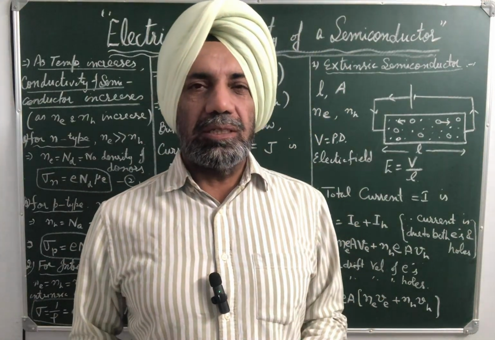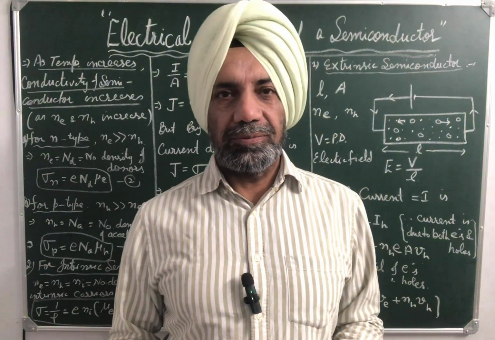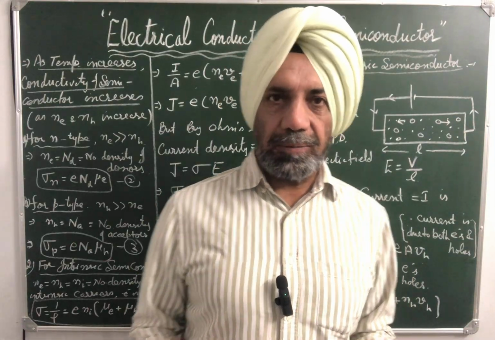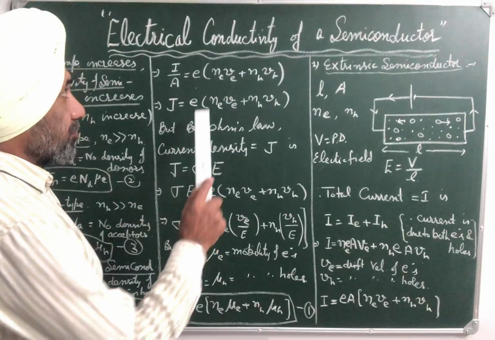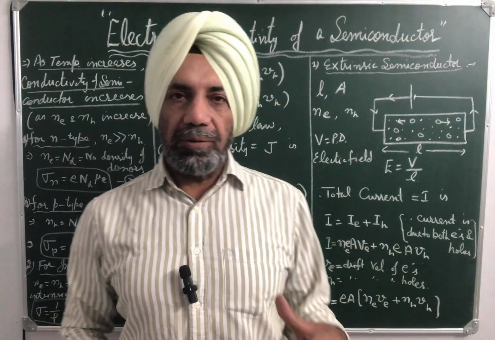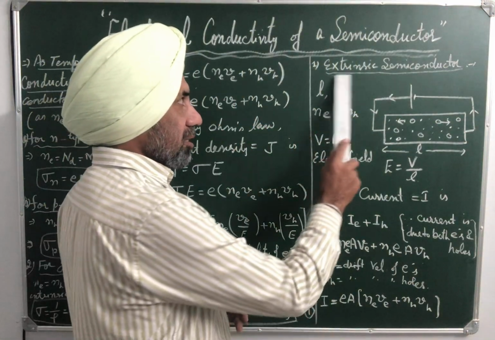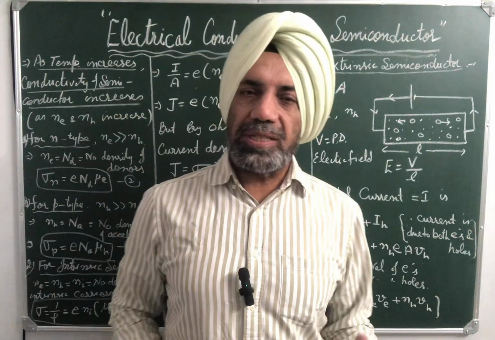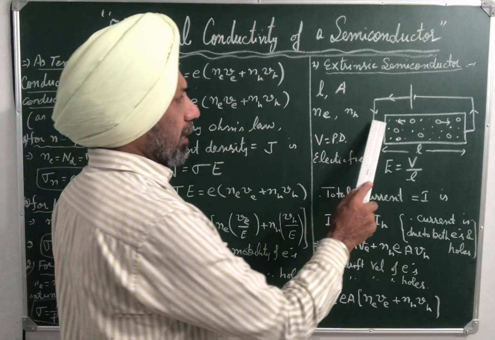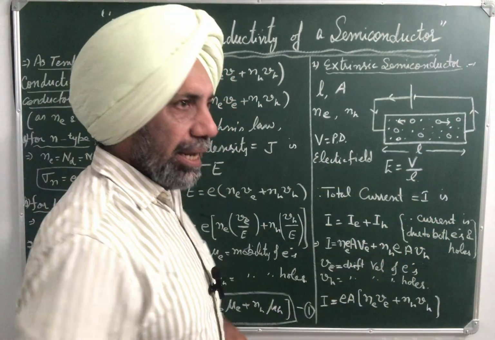Today I am going to discuss electrical conductivity of a semiconductor from the chapter of semiconductors for +2 class. So let us start. We have to derive the expression for electrical conductivity of an extrinsic semiconductor first. Extrinsic semiconductors are doped semiconductors, which are N-type and P-type. Suppose we have an extrinsic semiconductor having length L and area of cross section A.